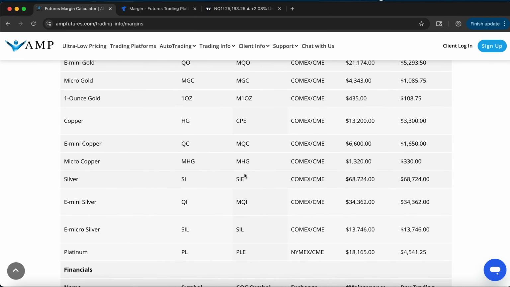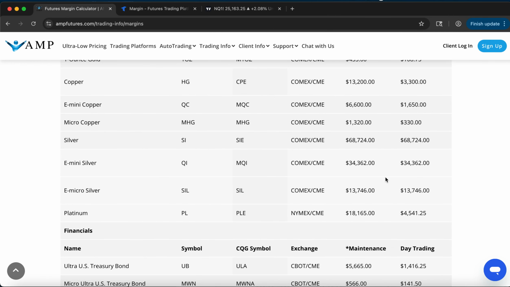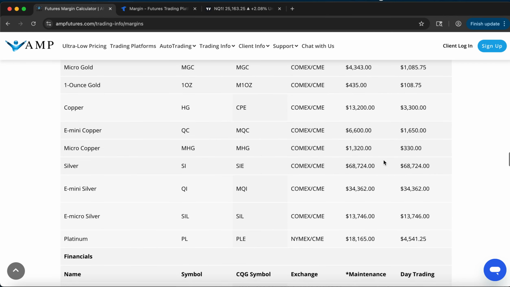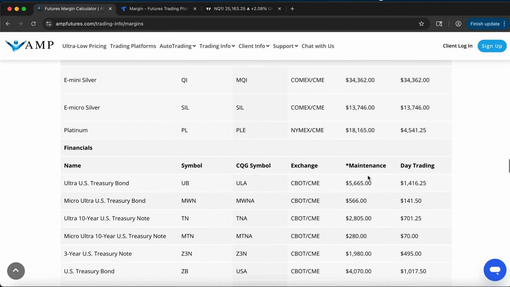Moving on, we got silver. As I said, this is the mini version, which is obviously the bigger version. 68,000. That's totally nuts. I'm pretty sure most people don't have such a large size account to start off with. Mini 34,000. As I said, all that stuff right now is insanely high due to volatility. And this is not normal numbers. This is just going on right now because of the crazy amount of volatility between these two.